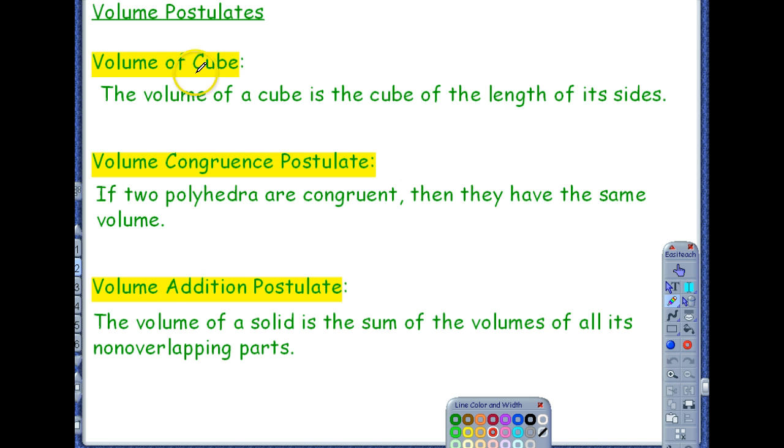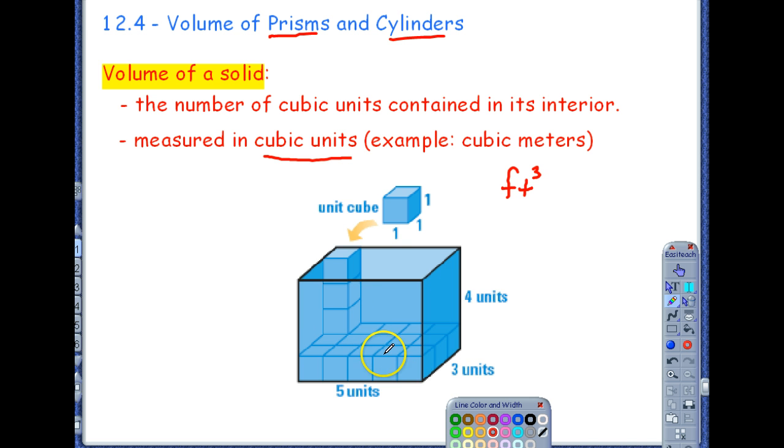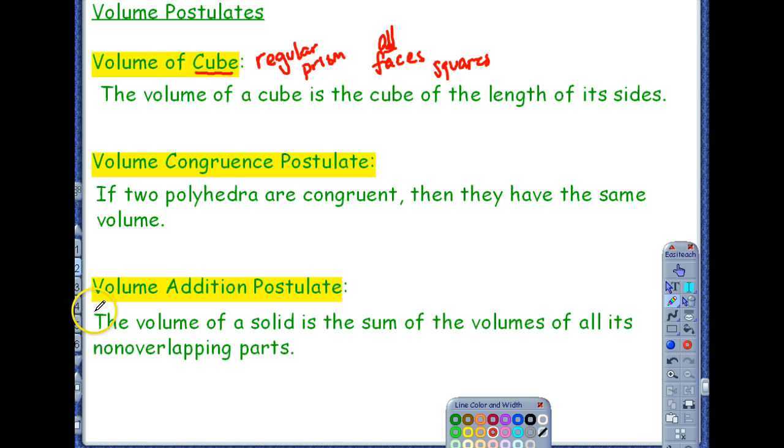When we're talking about a cube, now, a cube is a very special type of prism. Tell me about a cube. Well, a cube is that regular type of prism. All of the faces and bases are squares. So every face that you have is a square. When you're looking at the dimensions, the picture that we had here was not a cube because it would have to be a 5 by 5 by 5 to be a cube, or a 3 by 3 by 3. So they have to be the same measures on every single edge. Exactly. Now, the volume of a cube is the cube of the length of its sides.